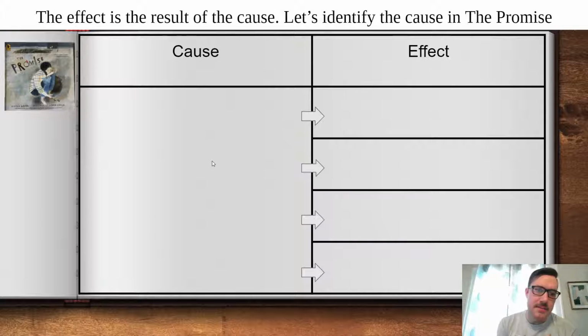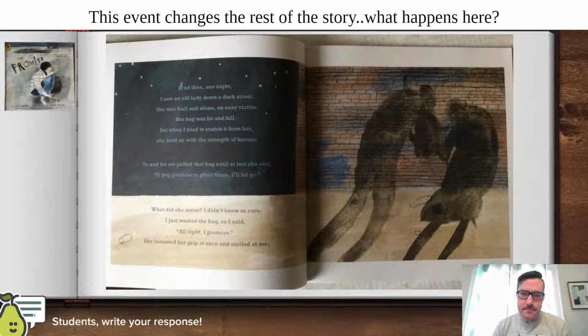So we're going to look at something that happens in the promise and determine, okay, this is the cause. Now what happens because this happens? Because this happens, what happens because or after that? So let's look at this page. This event kind of changes the rest of the story.